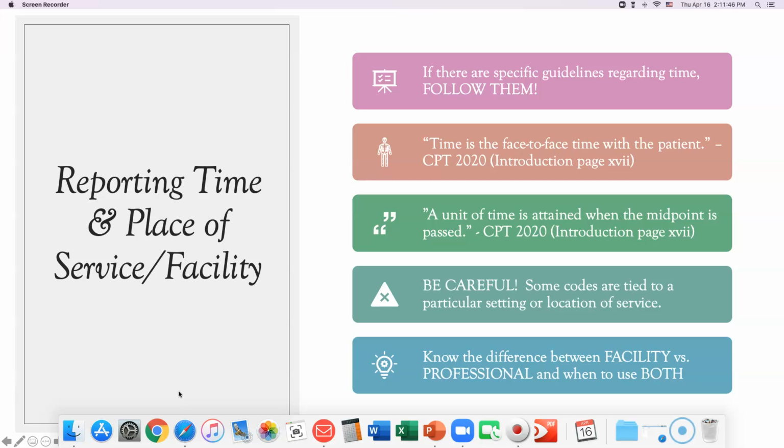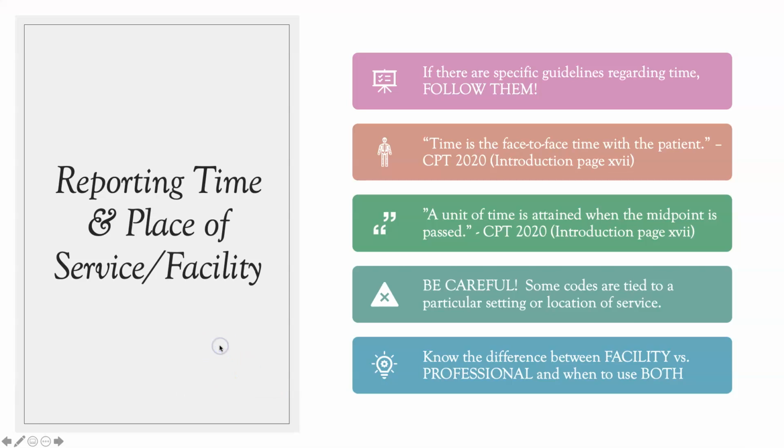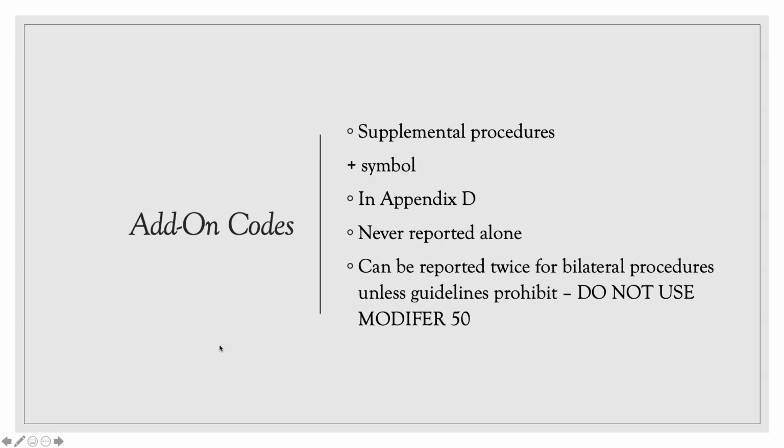We're going to pick up on the next slide. So here we go. Add-on codes. Okay, what are add-on codes? They are supplemental procedures. They have the plus symbol next to them. You will find them in Appendix D in the back of the book. They are never reported alone.